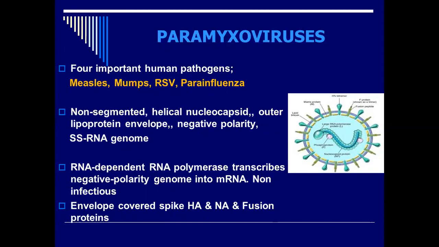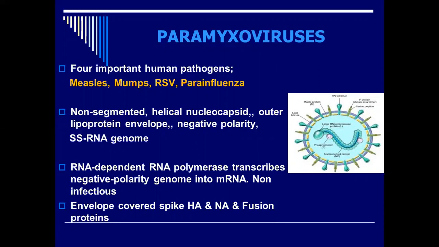Both of these have the envelope. The orthomyxoviruses are comparatively smaller compared to the paramyxoviruses. The surface spikes, in case of orthomyxoviruses, as you know, have hemagglutinin and neuraminidase on different spikes, whereas in this case, we can see that the hemagglutinin and neuraminidase receptors are on the same spikes. So this is the major difference.